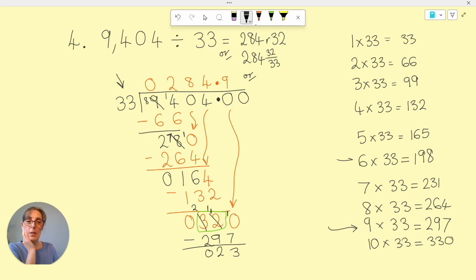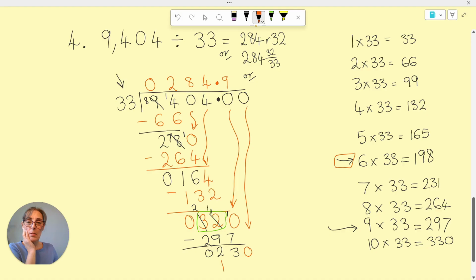So the next one is going to be 198. So let's bring down the last 0. So we've done it to 2 decimal places. And then we're going to do, how many 33s fit into 230? Well, it's going to have to be this one, because the next one's one too many. So it's going to be 190.